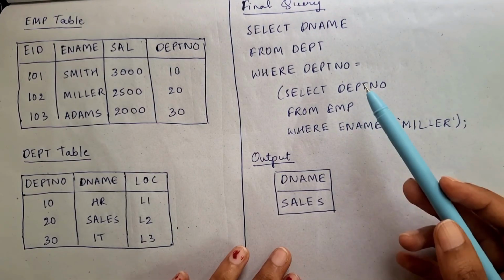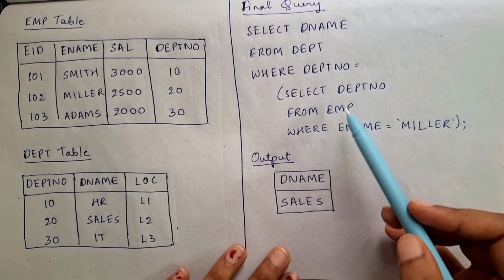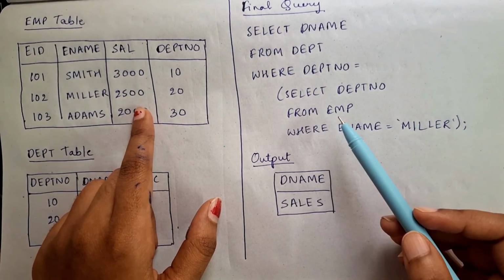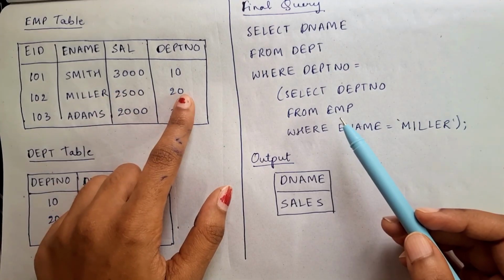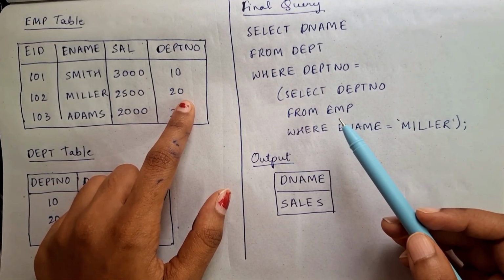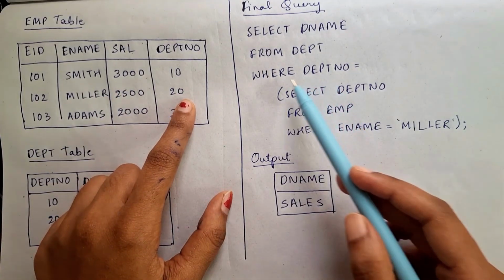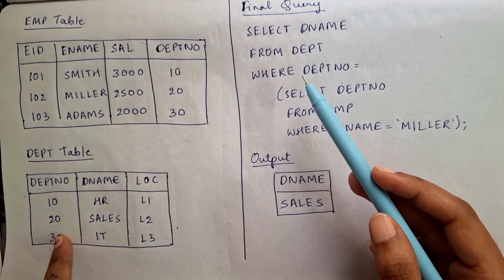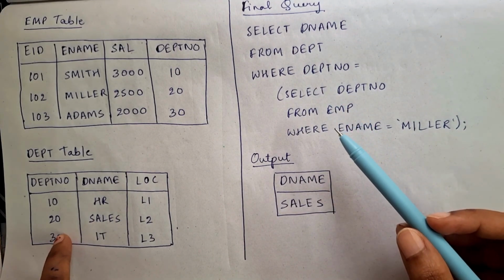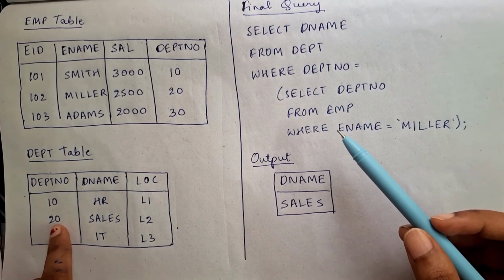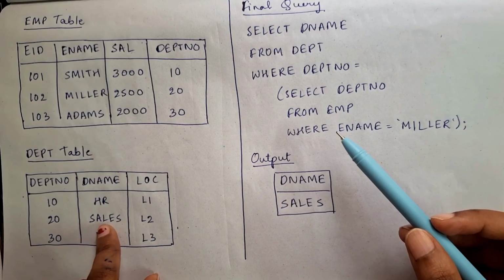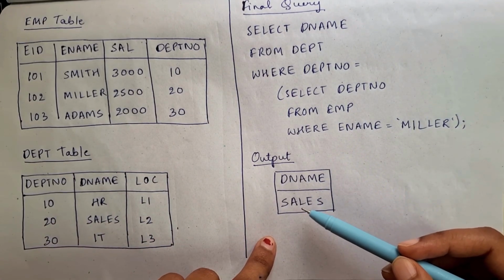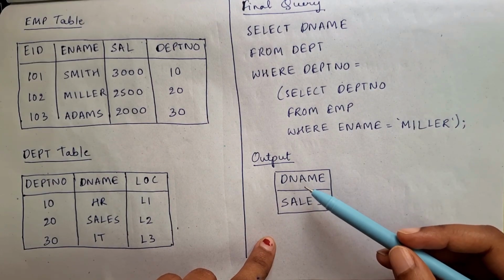And how does this query run, guys? First, the inner query executes. It goes to the EMP table and finds the department number of employee Miller. The result we get is department 20. Next, the outer query runs. It takes the value 20 and searches in the department table. When the department number is 20, the department name is Sales. So the final output of this query is Sales, which is the department name of the employee Miller.